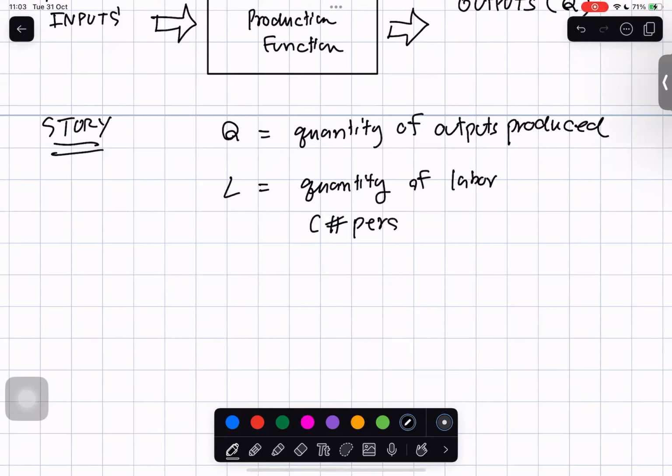It could be measured in terms of number of workers per day. Or it could be measured as number of working hours per day. Let's say if we use 10 workers, everyone works for 8 hours a day, then total working hours would be 80 hours a day when we use 10 guys. That's how we measure this variable.